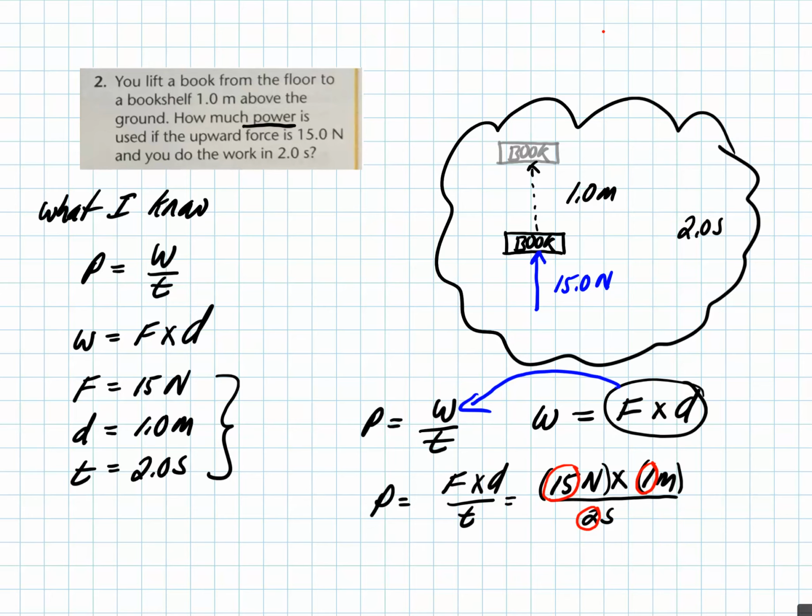Well, either in your head or with a calculator, that's going to be 7.5. And again, we have these newton times a meter, and then divided by seconds, that's watts, okay? So just know it's watts. So there you go. There's the second one, 7.5 watts.